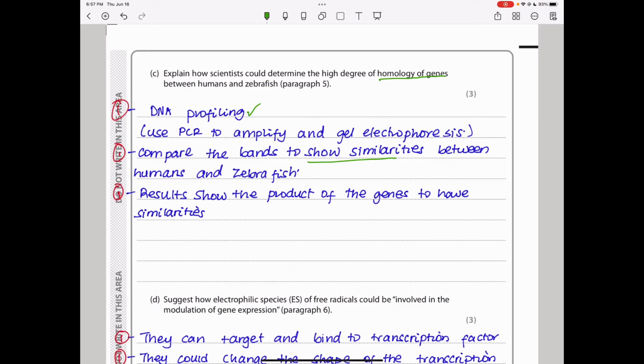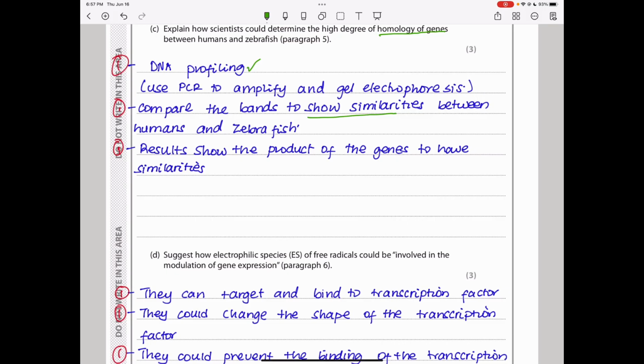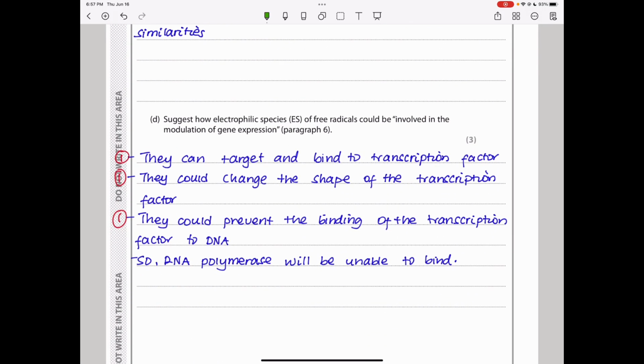And then the results will show that the products of the genes have similarities. So any similarities will show that there is similarity between that of the humans as well as that of the zebrafish. So part D, they say, suggests how electrophilic species or free radicals could be involved in the modulation of gene expression. Again, in paragraph 6.